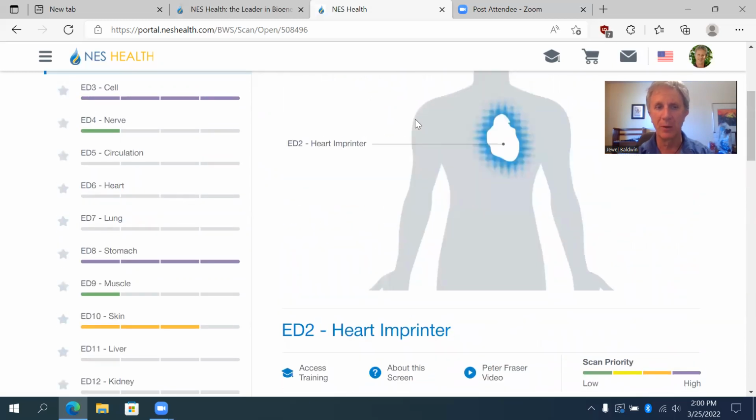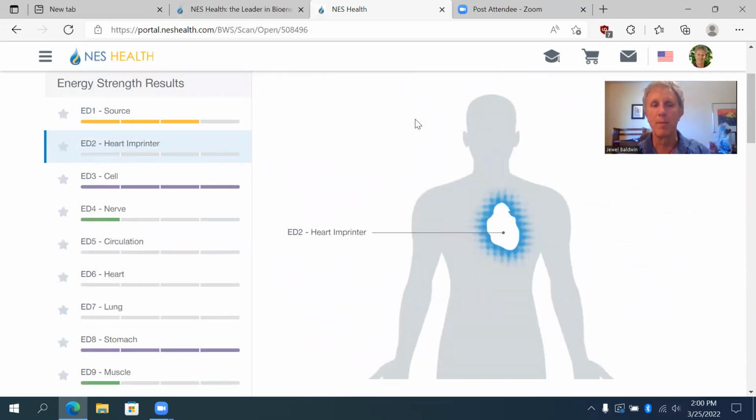I'm going to go through the basic ones here and talk more about the ones that came up purple for me so you get an idea, because it would probably take a little too long for your patients to watch all this, but I want you to get the idea of what you see in a scan.